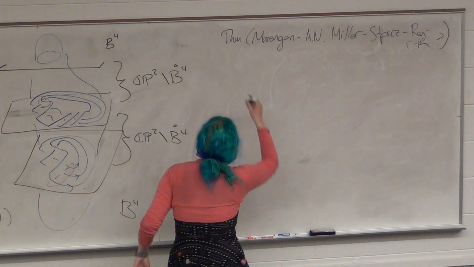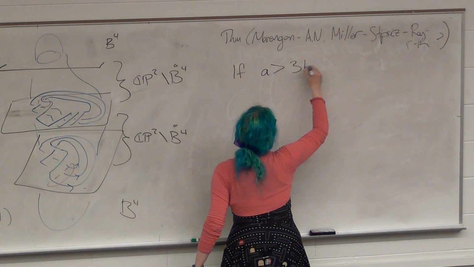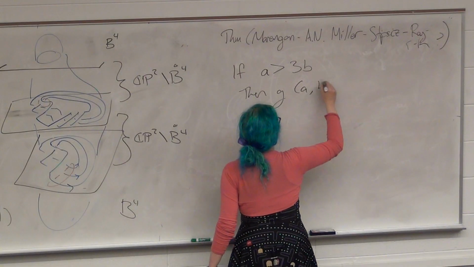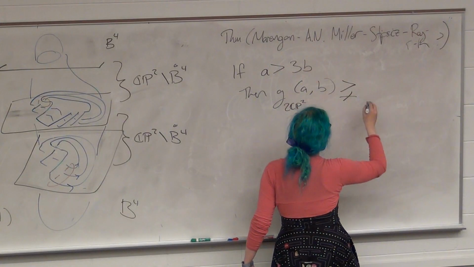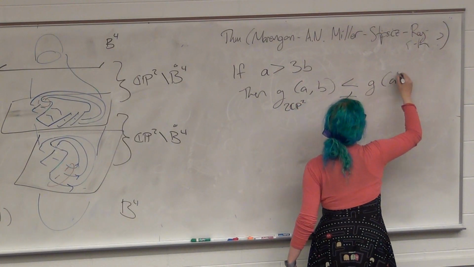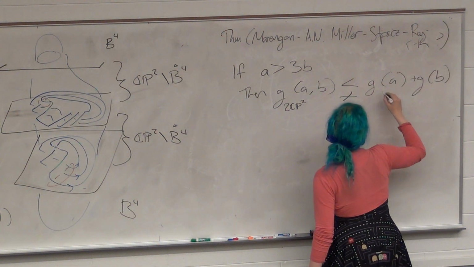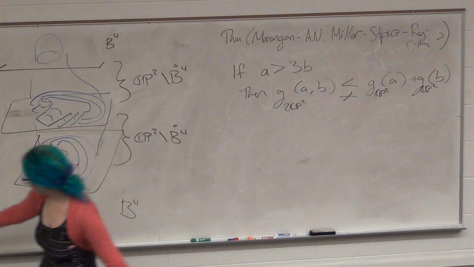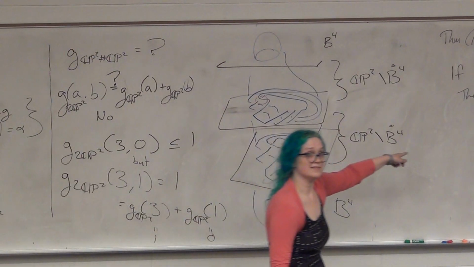They proved that if A is bigger than 3B, then the genus of class AB in 2CP2 is strictly, that would be weird, strictly less than the genus of class A plus the genus of class B. Okay, so CP2. Okay, see, so that didn't work in the class 3-1. It was additive, but it's right on the line of this equation, so that's okay.